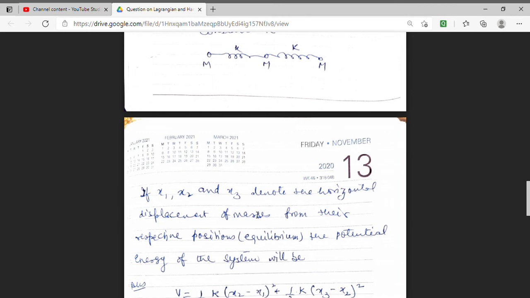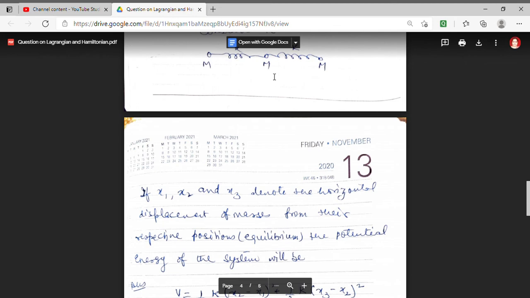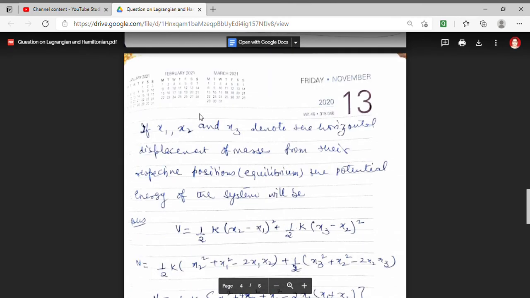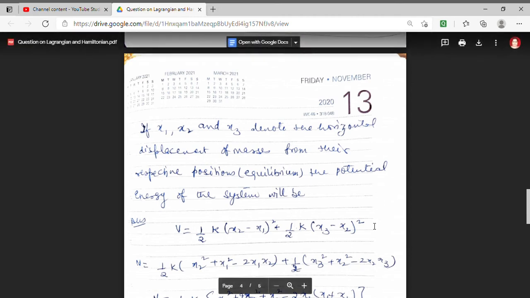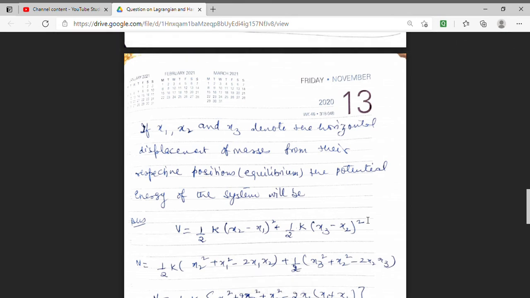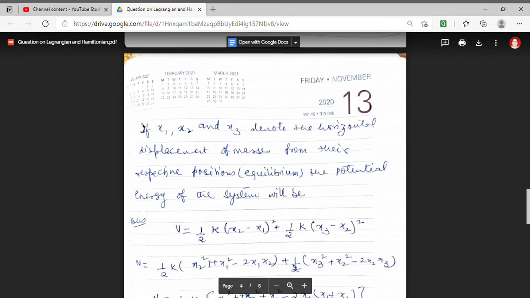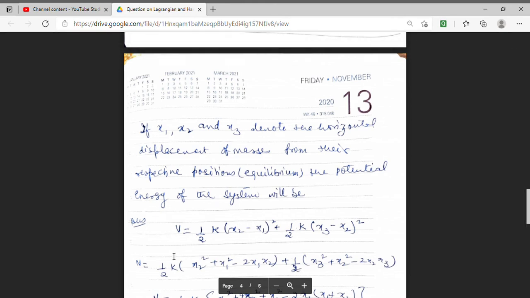Now, if there were only these two masses and the displacement were x1 and x2, then simply the potential energy will be half k x2 minus x1 square. But as we have one additional spring and there is also a horizontal displacement in this spring, by taking into account its potential energy, which is half k x3 minus x2 whole square, we have our effective potential energy for two spring masses which are connected horizontally.